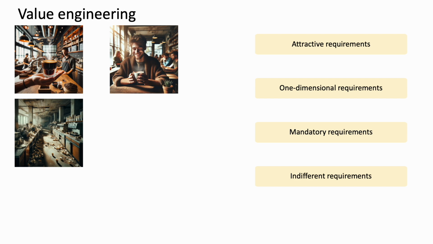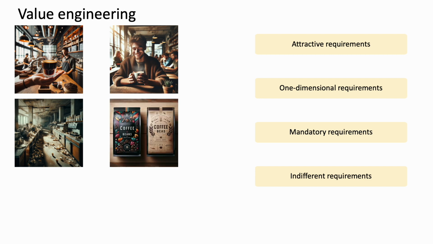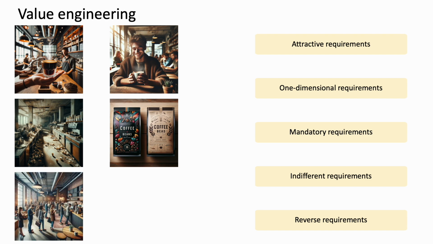Indifferent requirements, elements that don't impact the customer's choice, such as the brand of coffee machine used, as long as it doesn't affect the taste or quality of the coffee served. Reverse requirements, features that might deter customers, like excessive popularity leading to long wait times, which might be good for the shop, but frustrating for customers wanting a quick coffee. The Kano model helps in identifying what truly matters to customers, guiding the development of new products or services to not only meet basic expectations, but also to delight and surprise them, all without unnecessary complexity or cost.